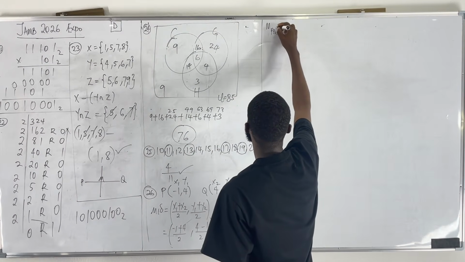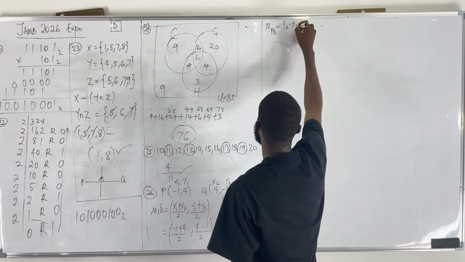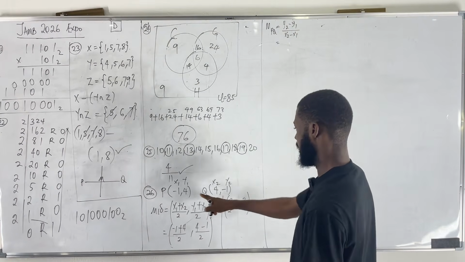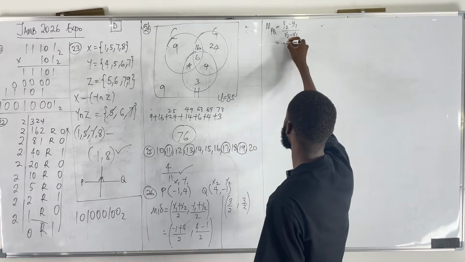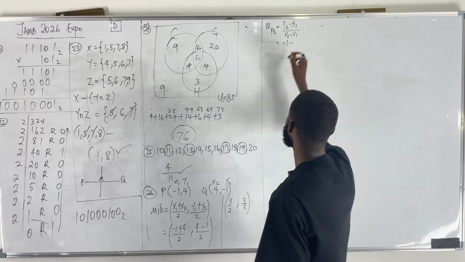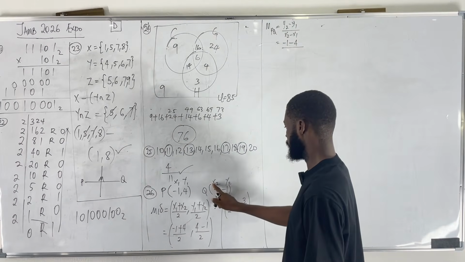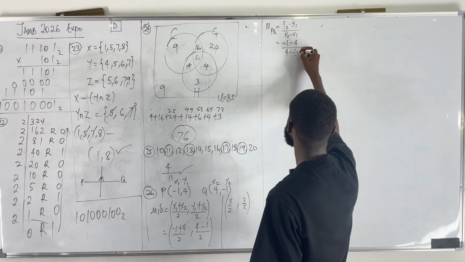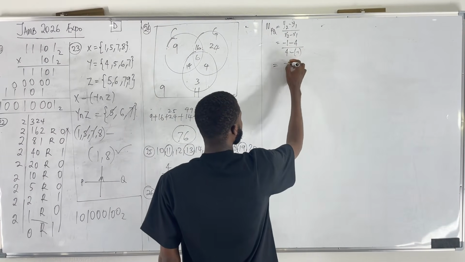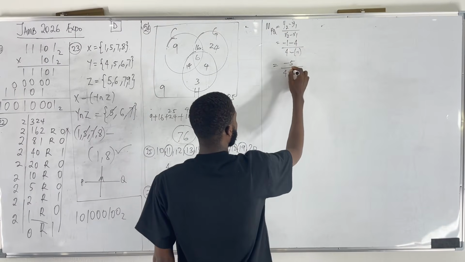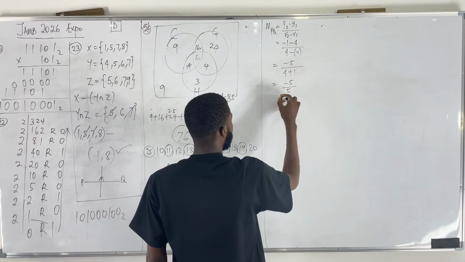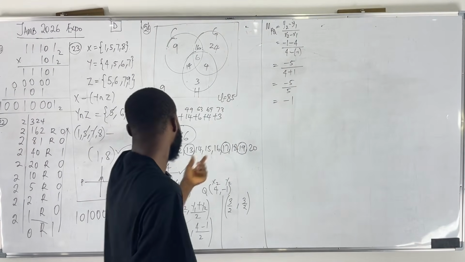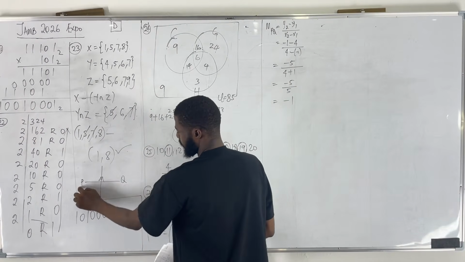So gradient of PQ. Formula for gradient is y2 minus y1 over x2 minus x1. So y2 is minus 1, then minus y1 is 4, divided by x2 is 4 here, then minus x1 is minus 1. Now this will become minus 1 minus 4 is minus 5, then this will be 4 plus 1. So we have minus 5 over 5, so that's minus 1. This is the gradient of PQ.